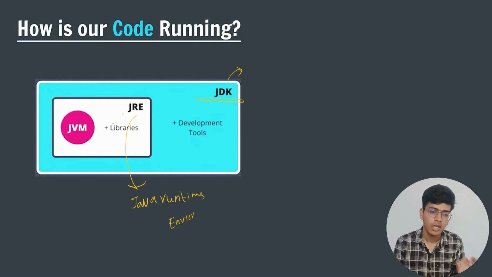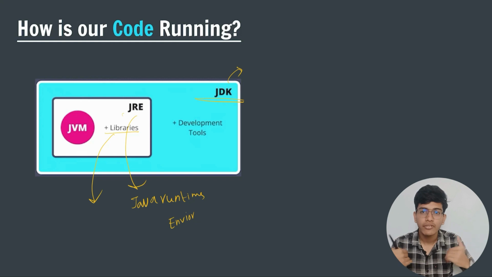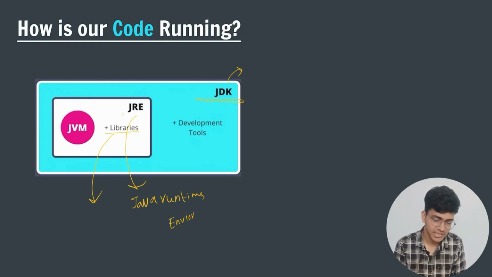And along with the JRE we'll get some inbuilt libraries, like when we write import java.util.*, it is a library which is imported from the Java Development Kit. Along with the libraries we will get the JVM. So what is the meaning of JVM? JVM is nothing but Java Virtual Machine.